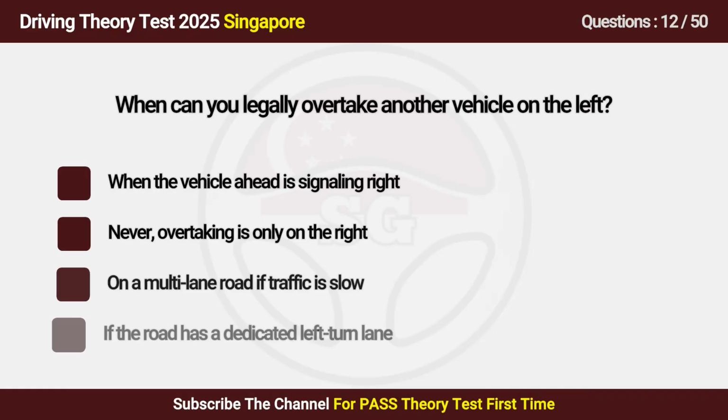Question 12. When can you legally overtake another vehicle on the left? A. When the vehicle ahead is signaling right. B. Never. Overtaking is only on the right. C. On a multi-lane road if traffic is slow. D. If the road has a dedicated lane.